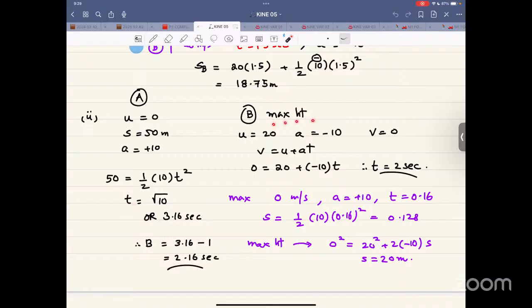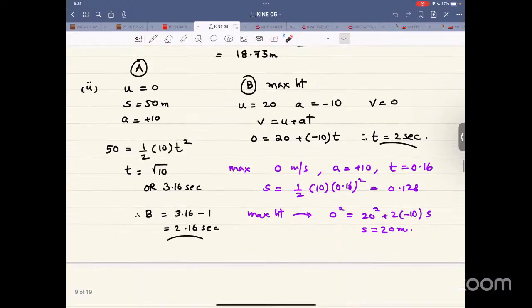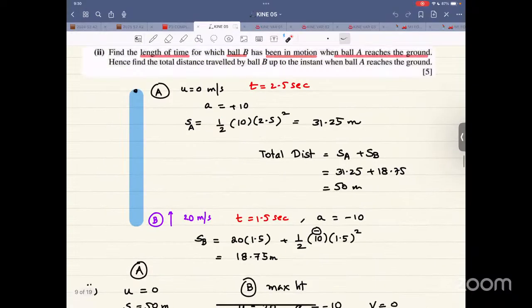And for particle B to reach the maximum height, final velocity is 0, and it comes out to be 2 seconds. So now the maximum height is 20 meters. So basically this is 3.16 seconds, and it takes 2 seconds to reach the maximum height, and 3.16 minus 2 is this much. t is equal to 1.16, and based upon that, we will find the total distance.